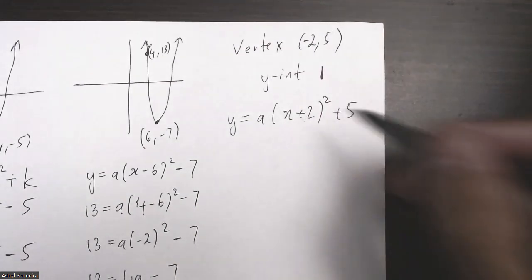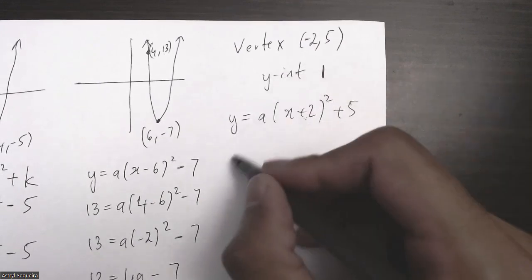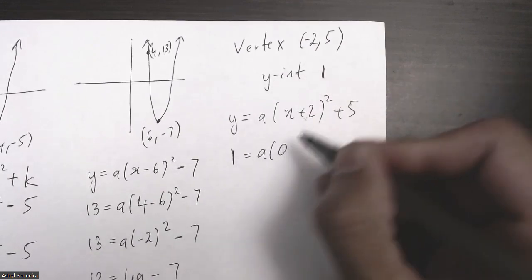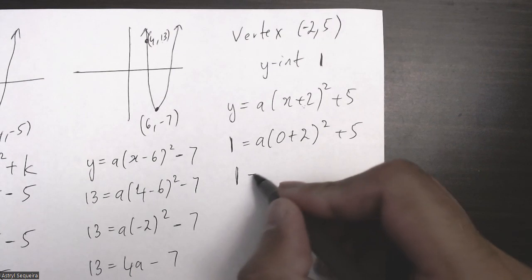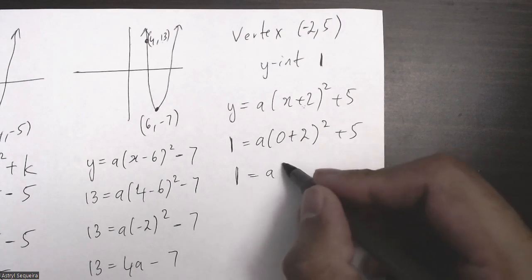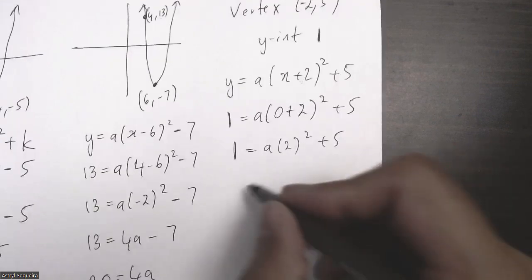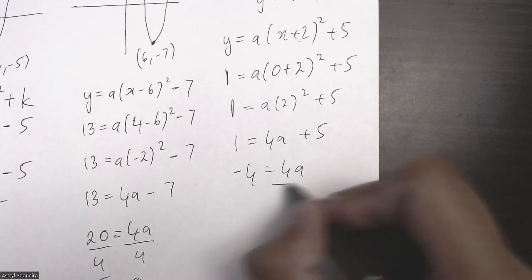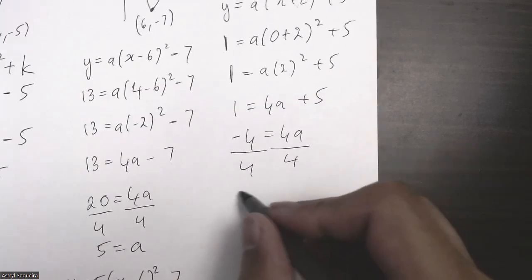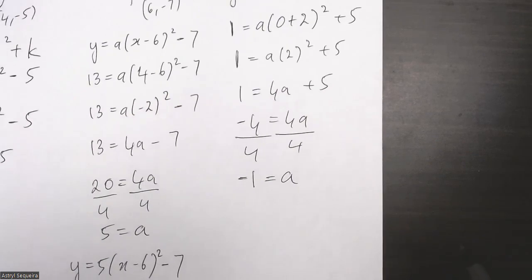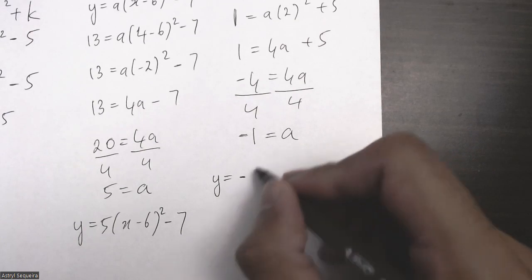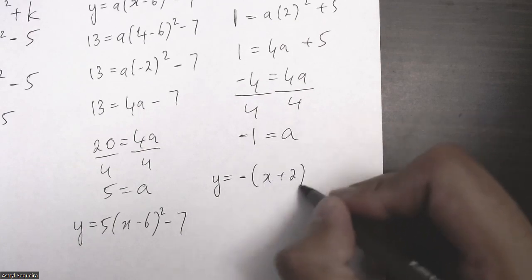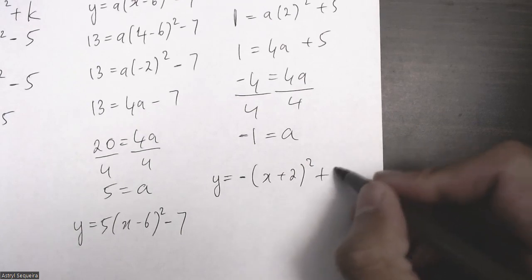Remember to always flip the sign for the x value here. Then y-intercept of 1 means y is 1 and x is always 0 at your y-intercept. Just have to solve it. I get negative 1 equals a. I'm going to write my equation as y equals negative (x plus 2) squared plus 5. You don't need the 1 plus 5.